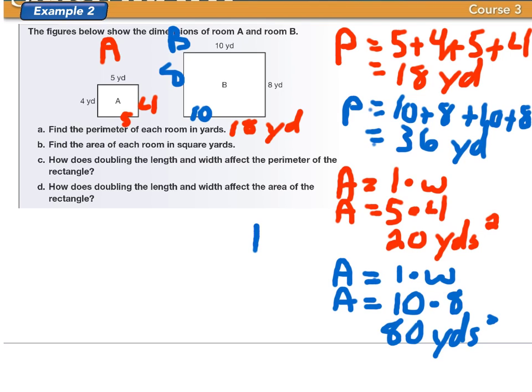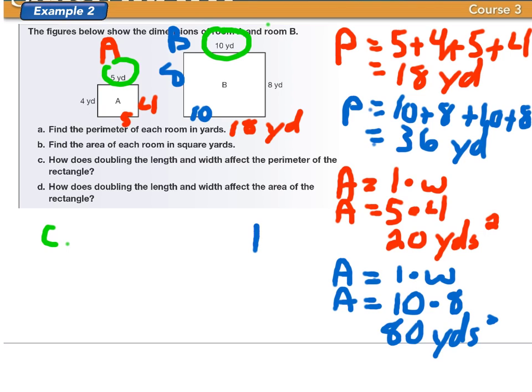Now, part C. They want to know, how does doubling the length and the width affect the perimeter? Well, if you look at the two rectangles, rectangle B is double rectangle A, because the length is 10 and over here it's 5. So this one over here, B, is doubled, because 5 doubled is 10. And then this width is 8 and this one's 4. So that's doubled because 4 doubled is 8.